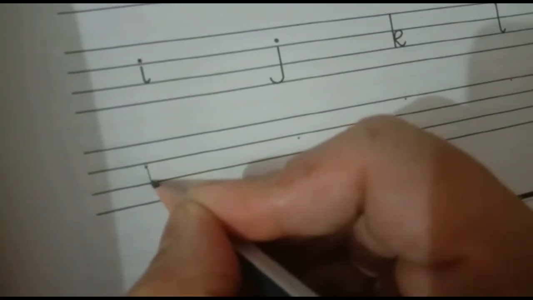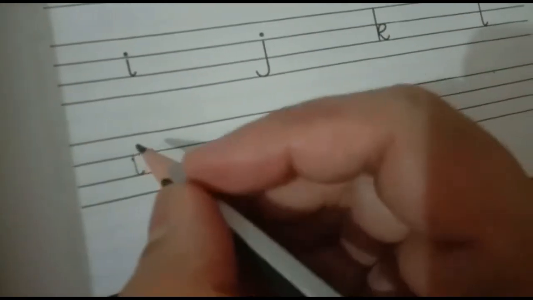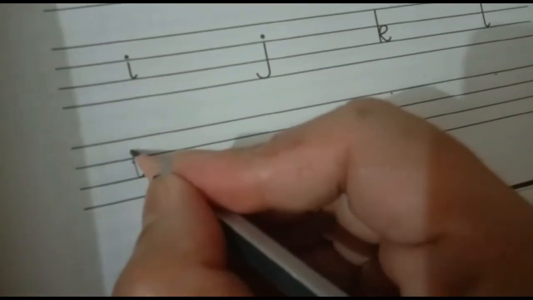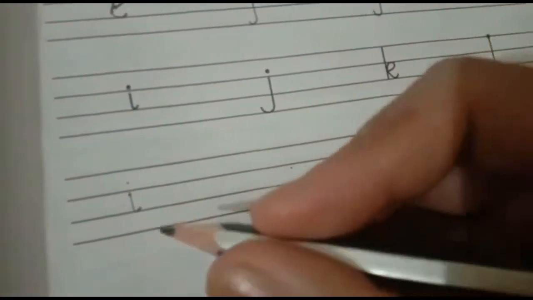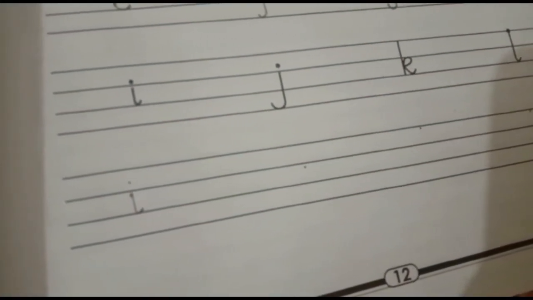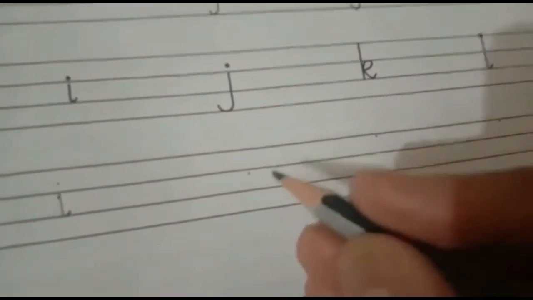Yes. Now come down, touch the base line, and here I will make a little loop with it, and now I will put a small dot on it. Yes, this is lowercase i, and the sound of this letter is I. Yes, the next letter is J.